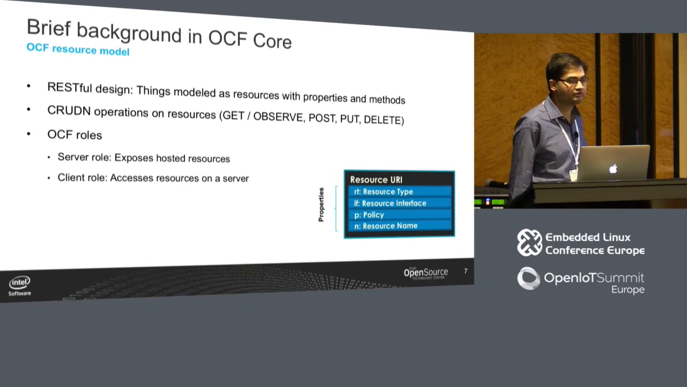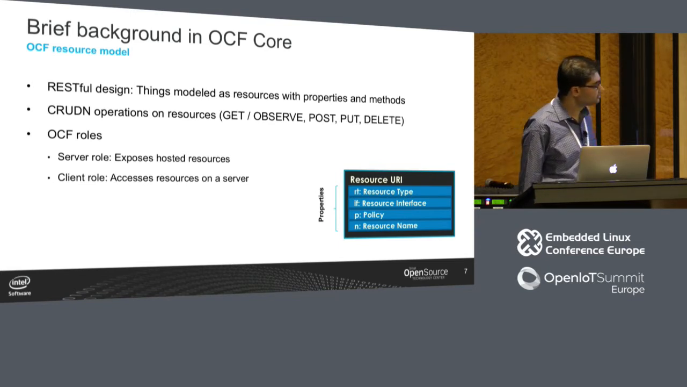The things communicate with each other by exchanging resource representations. The schema of these representations is fully specified by OCF. The observe or notify operation, which is really a special case of the get method, is used to subscribe to notifications from a resource when there's a change in its representation.